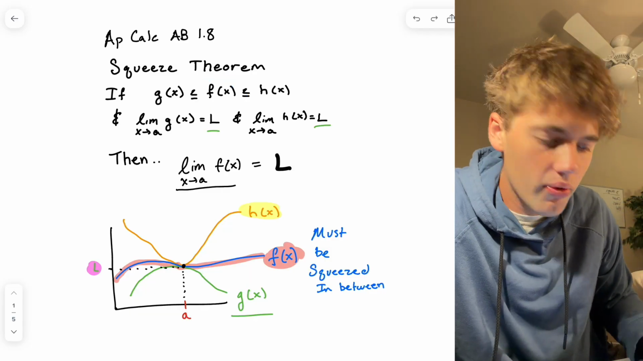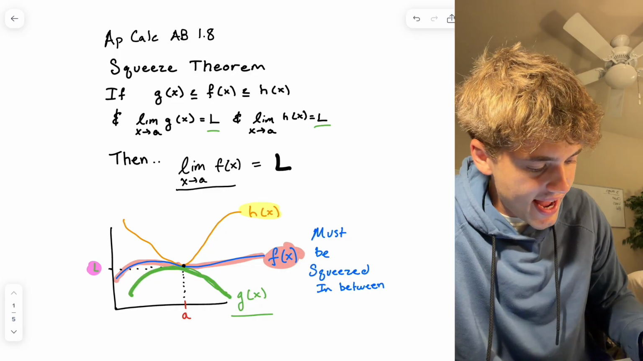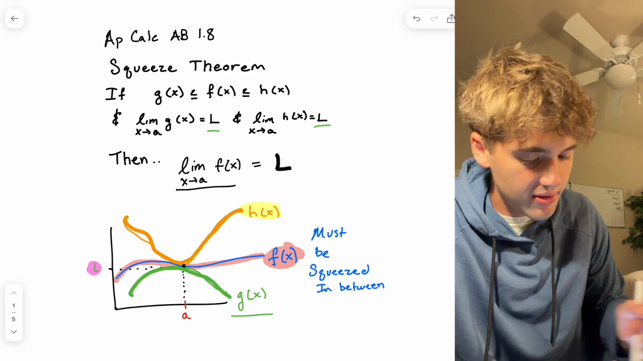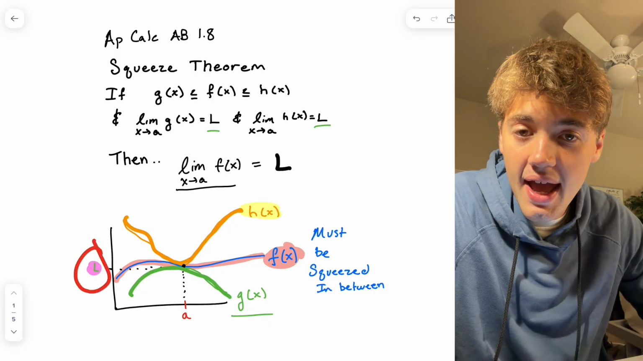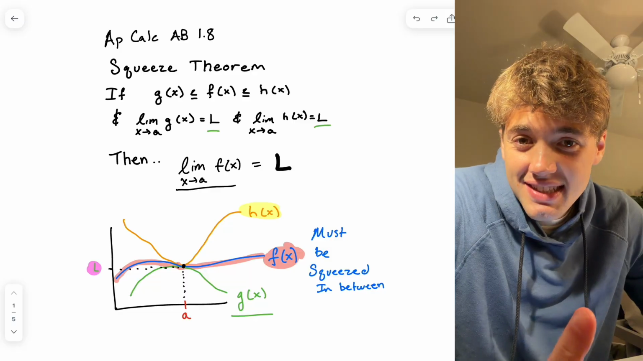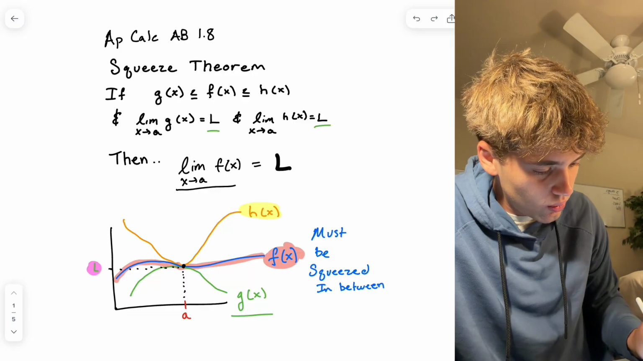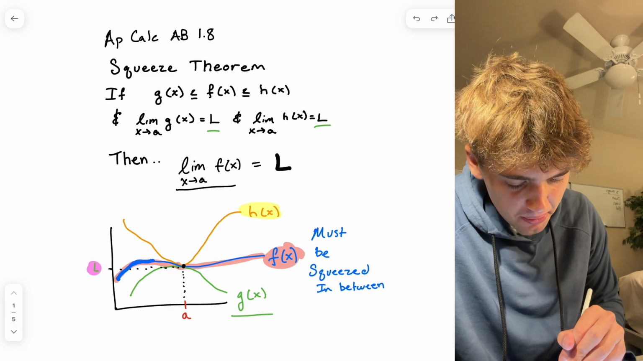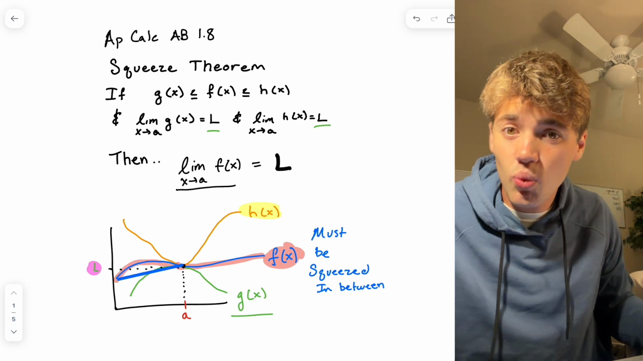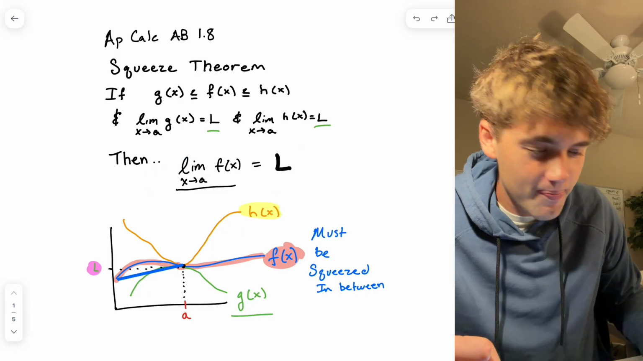If I know that g of x is a bottom function, and h of x is this top function, and they both come to the same value L when x approaches a, well, given that f of x is in between these two, it has to also get squeezed in between. The only place it can get in between that also gets there is L as well. That's why the limit also approaches L.